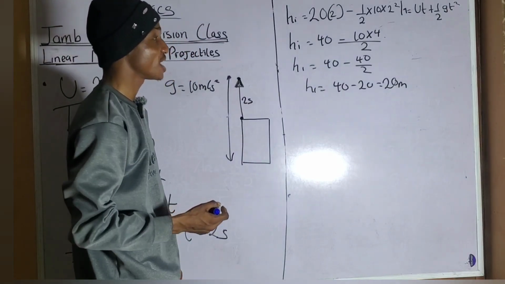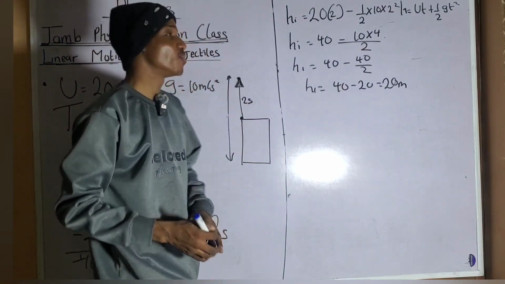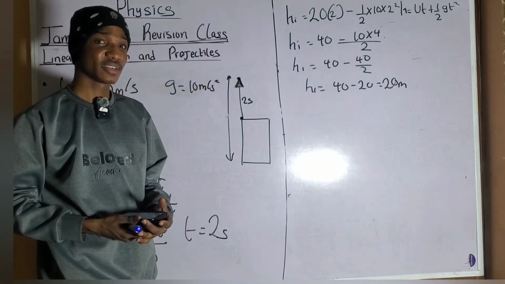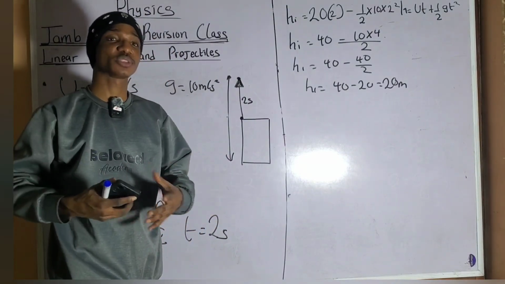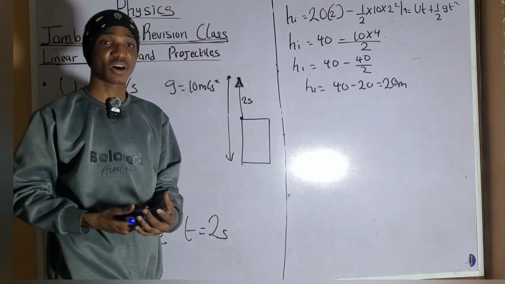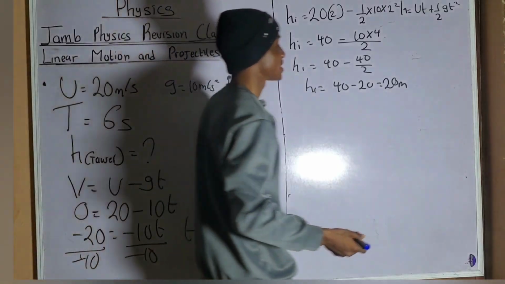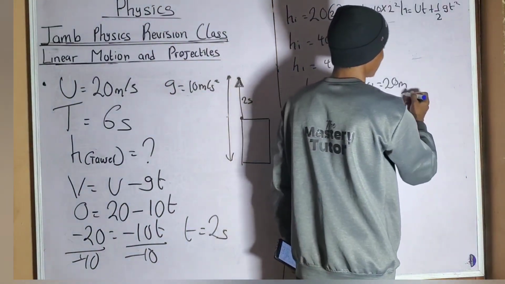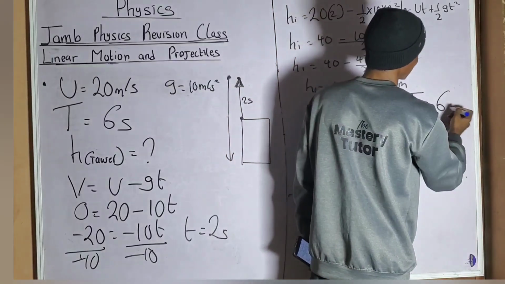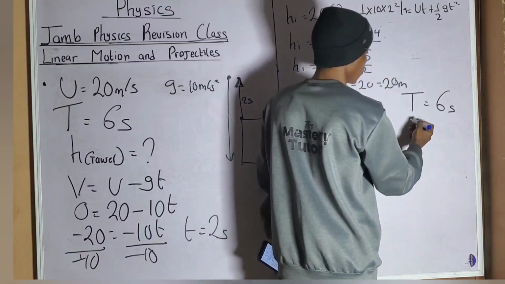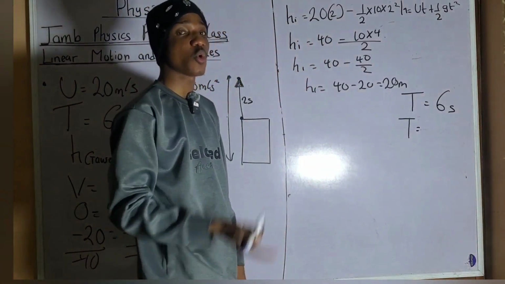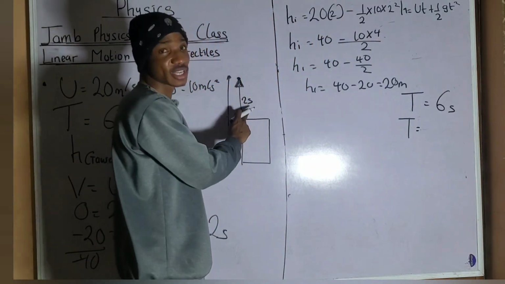Okay, having gotten the distance, we can now get the distance it takes for the ball to come down. Do you understand? And the difference between these distances will give us the height of the tower. Are you getting it? So now, don't forget that the total time taken for the ball to go up and come down is 6 seconds. And we know that the time taken for the ball to go up when it was thrown up is 2 seconds. Are you getting it?